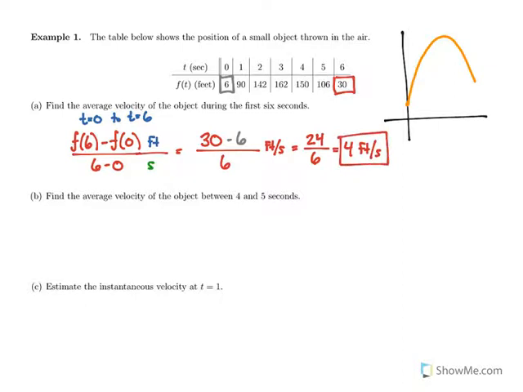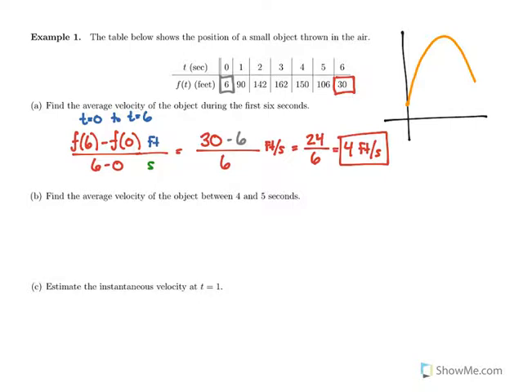Now, because it's such a large range of values from 0 to 6, it's the entire flight path, it's not giving us a lot of really good information. It's just telling us overall we're traveling 4 feet per second. If we look at a smaller interval, like we're going to do in the next problem, we get a better idea of what's going on at a certain time.